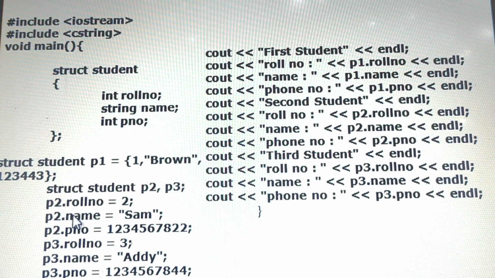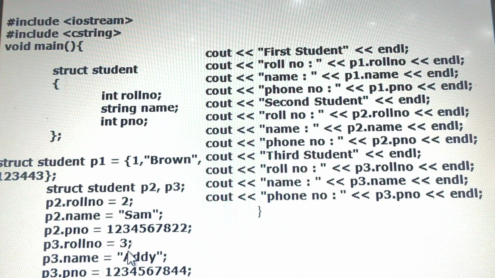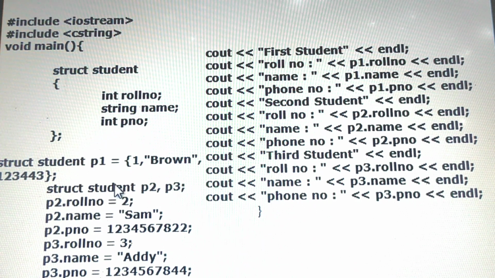Assign the value. Likewise, we can assign all the other details also, name and phone number. Next is the third, P3: give the roll number, name and phone number. That's the way we can store the data for the structure objects P1, P2, P3. Now data are stored for 3 students. Then how do we display it? We can display on the screen using the cout statement.